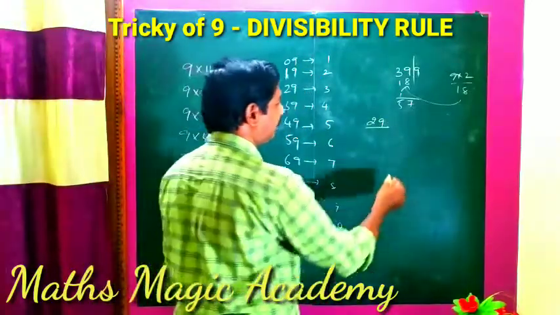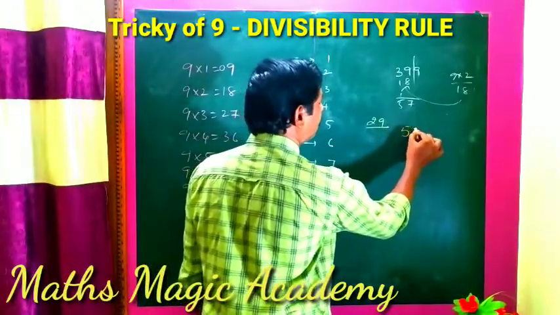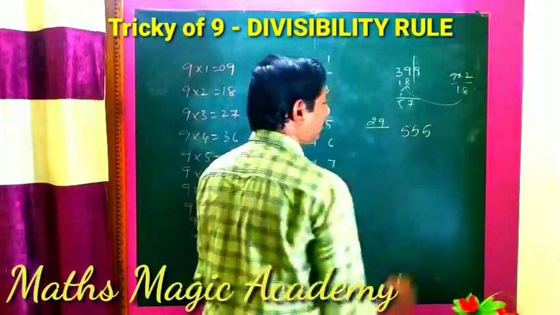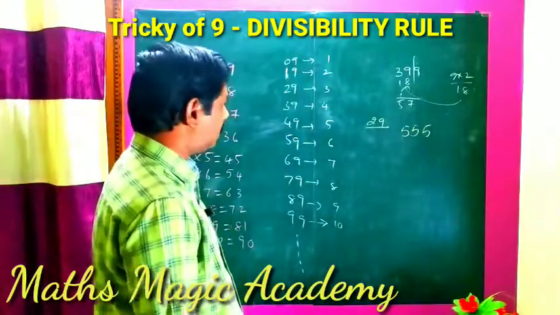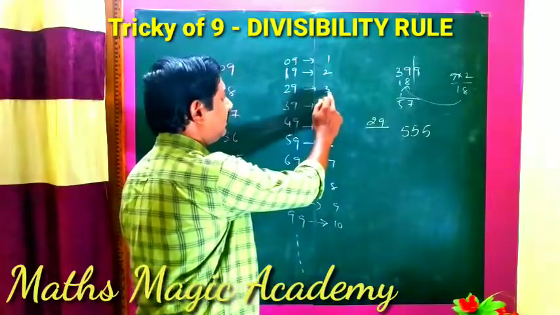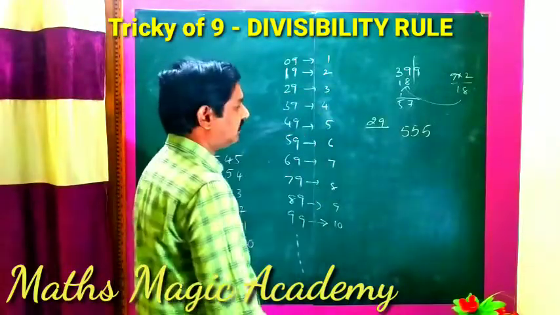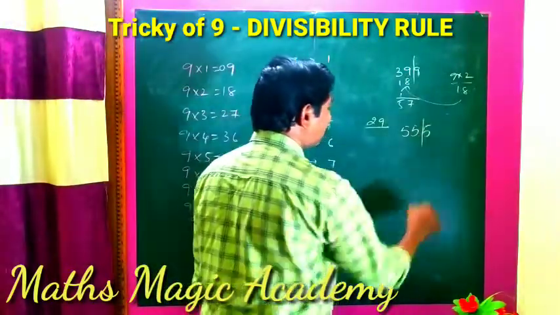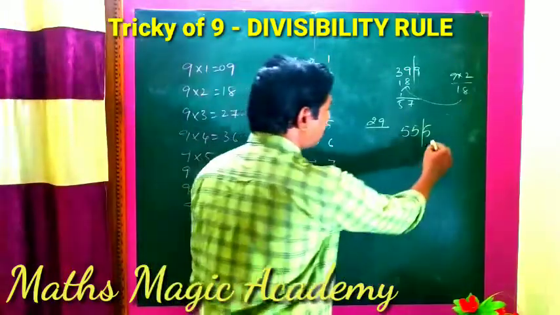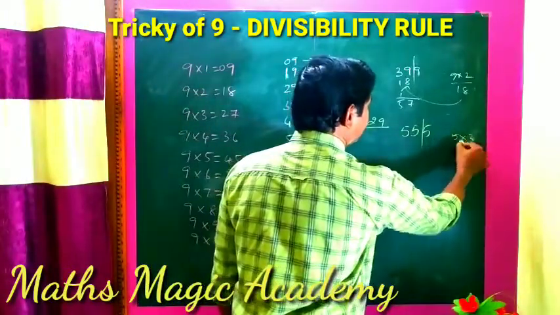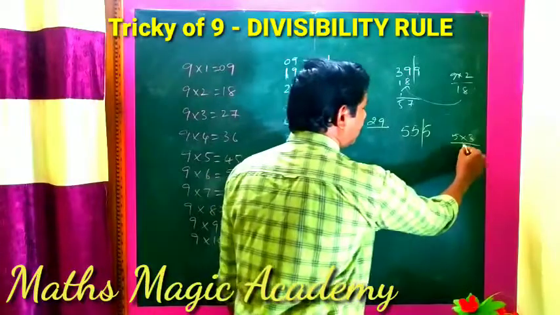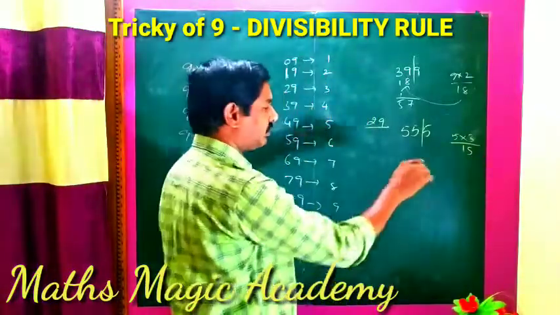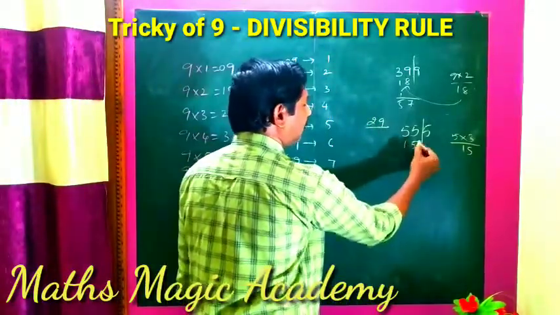Suppose we take the number 555. So what shall we do here? For 29, 3 is there. That means the last digit 5 should be multiplied by 3. That is 5 threes are 15.